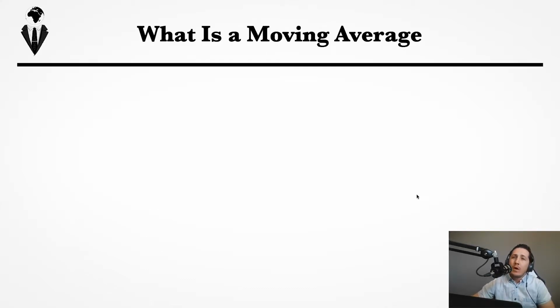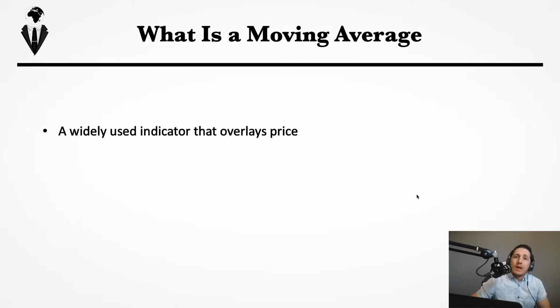So what are moving averages? Well, first and foremost, a moving average is a widely used indicator that overlays price. So you see studies at the bottom. Those are usually oscillators, different things like that. But these ones actually go right over top of price on the chart. And you'll see that a little bit later when we show an example.